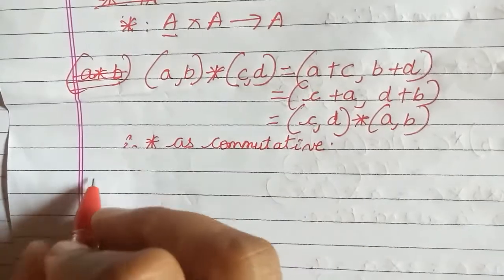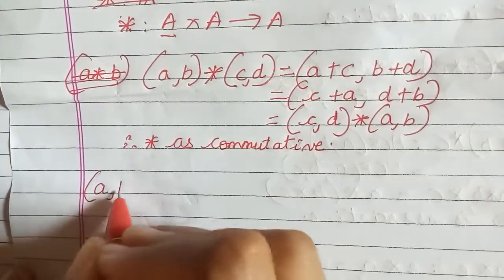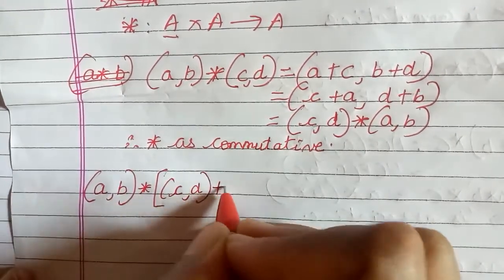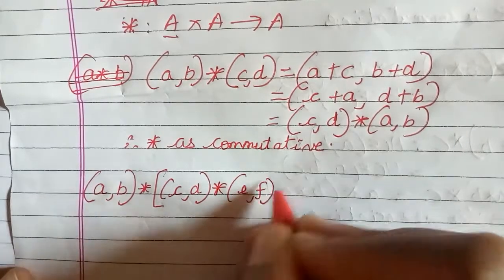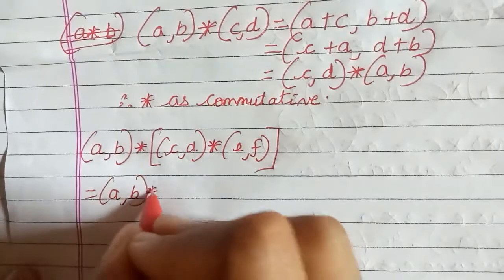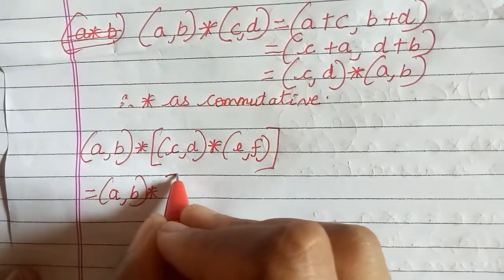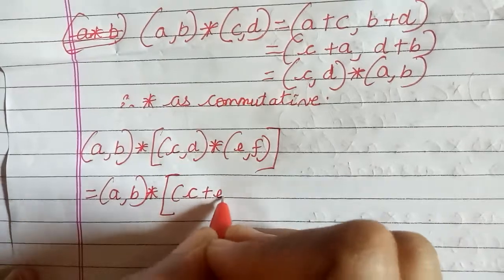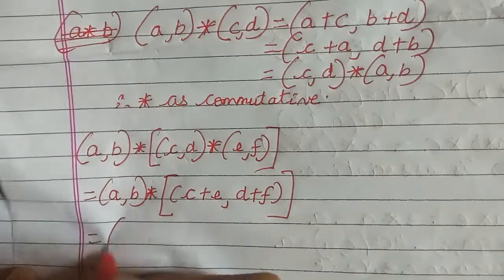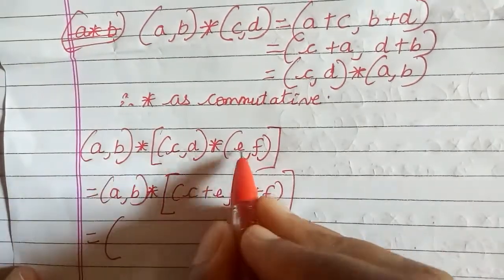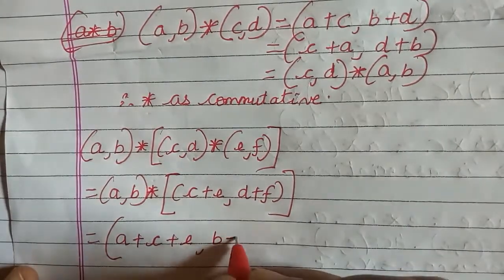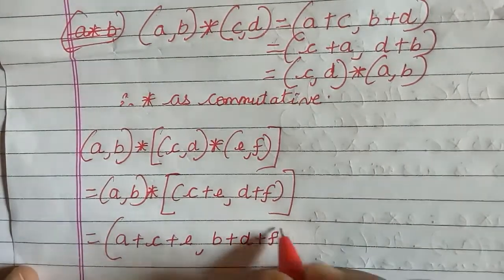Now we have to go for associative, right? So (a, b) star (c, d) with (e, f). Let's solve the bracket. So it is (a, b) star, and inside it will be (c plus e, d plus f). If I apply the definition again, this time it will be (a plus c plus e, b plus d plus f).